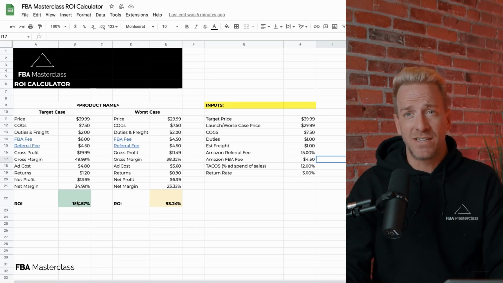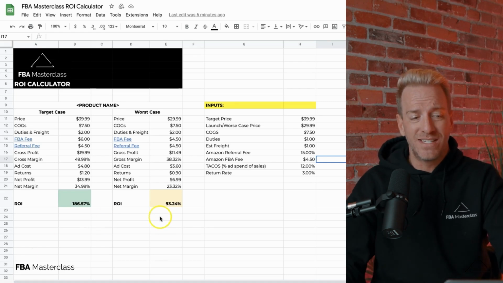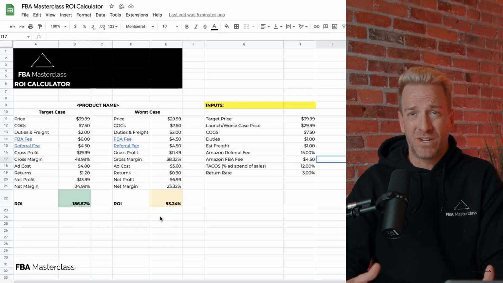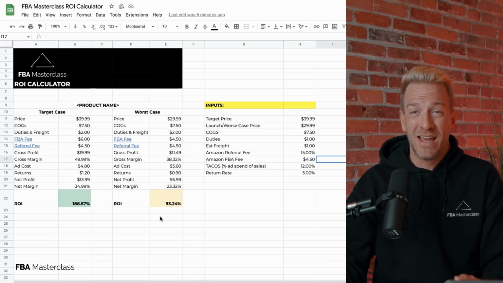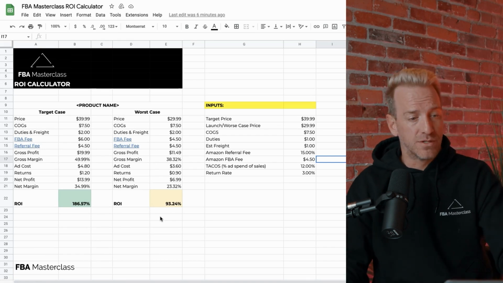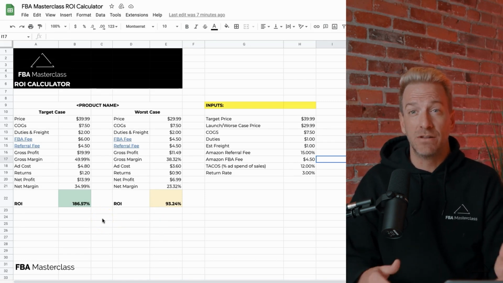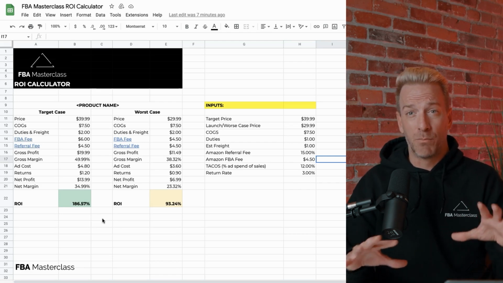Now, in the worst case scenario, again, we just want to cover our bases and make sure that we're managing risk. We want to see this ideally over 80%. What it basically means is that if it's below 80% in this worst case and you have to start selling at a lower price, it may be difficult to continue the product. So a couple rules of thumb: target case greater than 100%, and then you want your worst case ideally to be over 80%. This is a more detailed calculator that takes in a number of different variables.